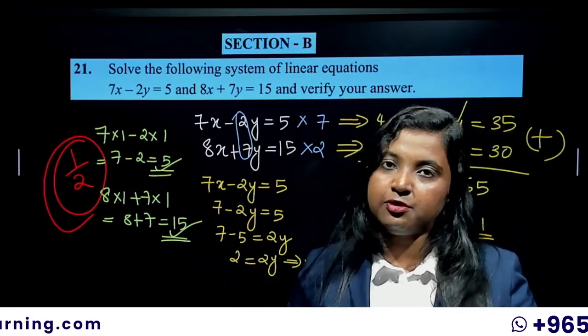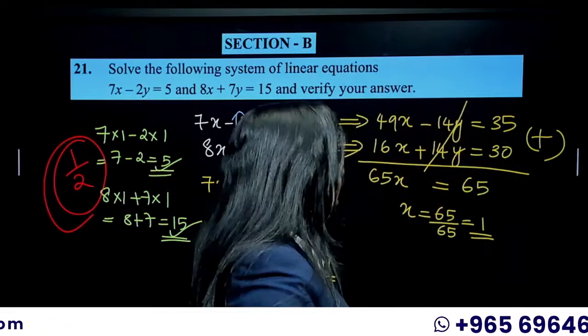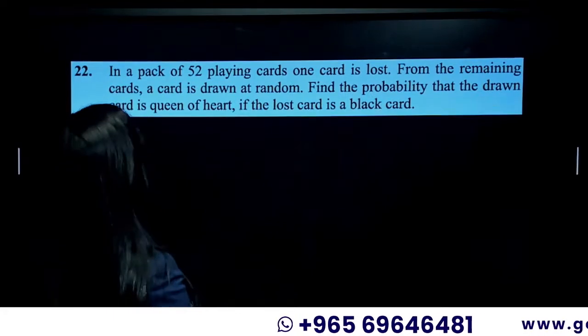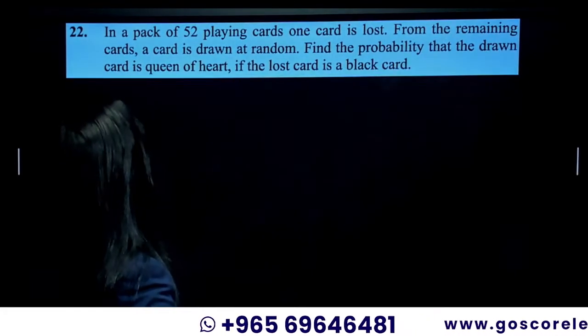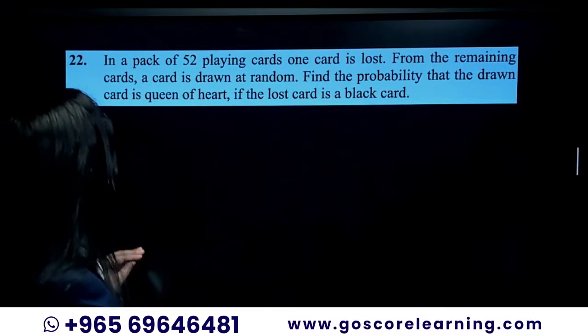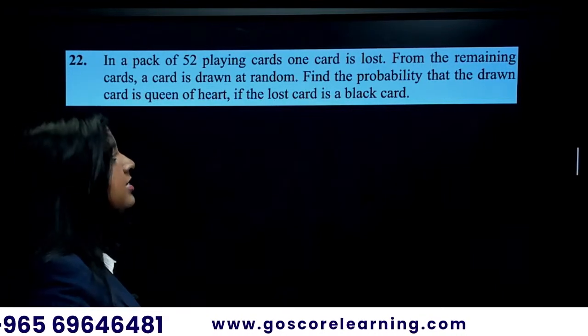Read the question carefully and do it. Okay, moving to the next one. In a pack of 52 playing cards, one card is lost. From the remaining cards, a card is drawn at random. Find the probability that the card is a queen of hearts if the lost card is a black card.